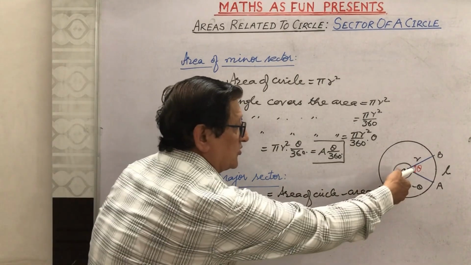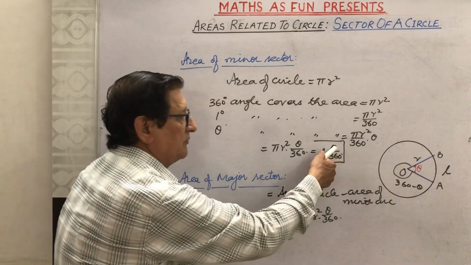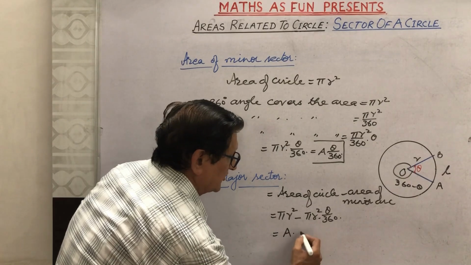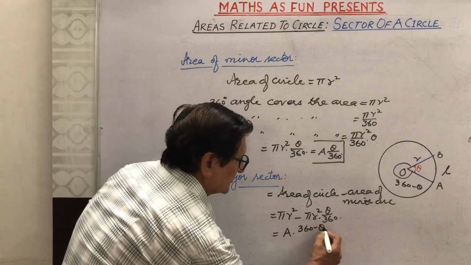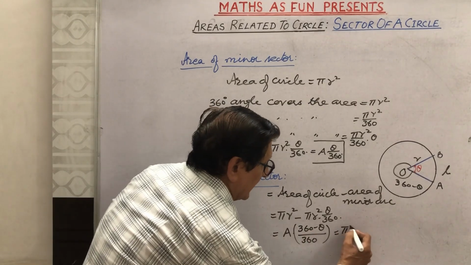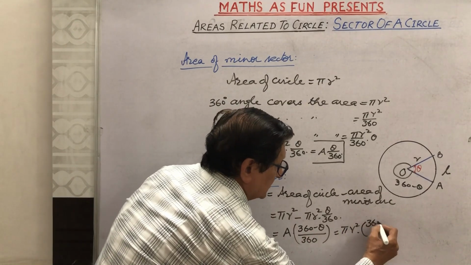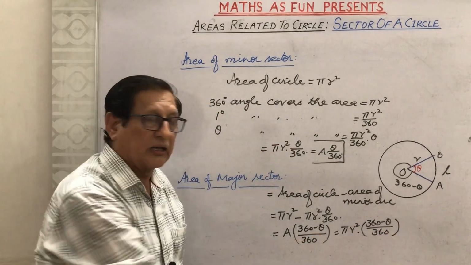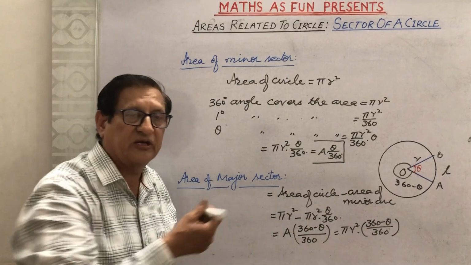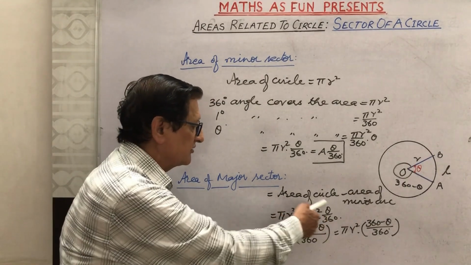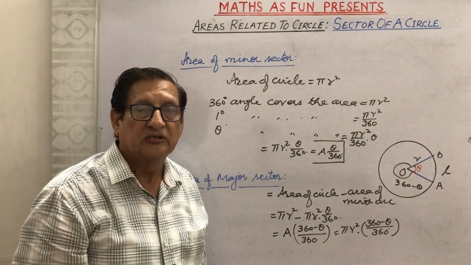Or we can use 360 minus theta in place of theta here. Then we can remember this as A into 360 minus theta upon 360, that is pi r square into 360 minus theta upon 360. We can apply this directly as the formula to find the area of the major sector, or we can subtract the area of the minor sector from the area of the circle.